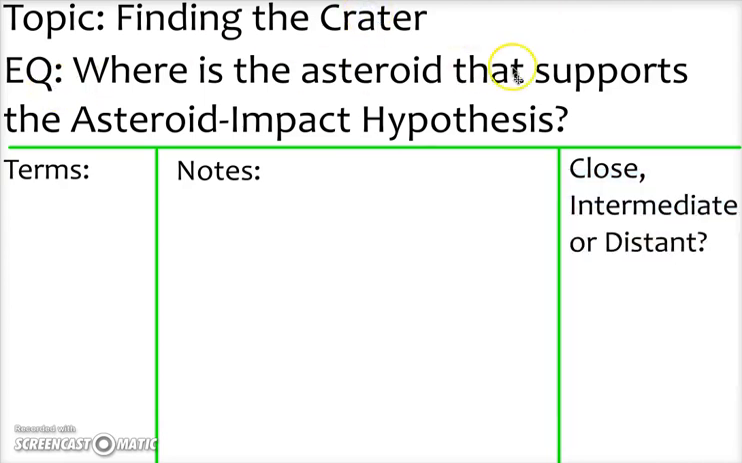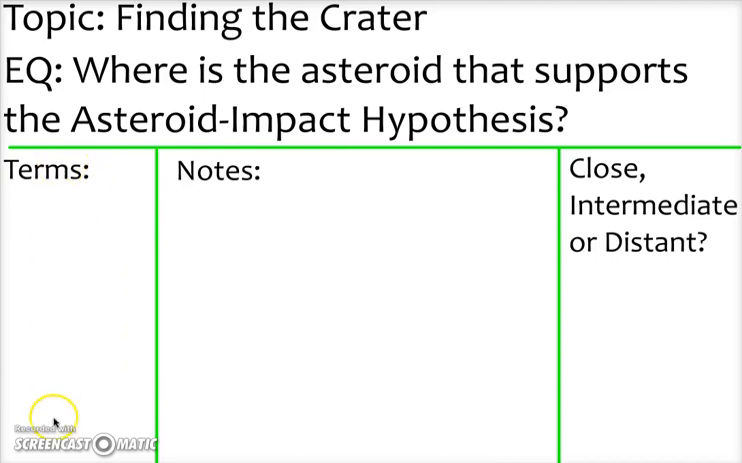The essential question you're going to write down at the top of your notes is, where is the asteroid that supports the asteroid impact hypothesis? Again, this hypothesis that an asteroid impact is what wiped out the dinosaurs. Well, where is it? And if we can't find it, is there evidence that we can look to see that it did exist at one point?